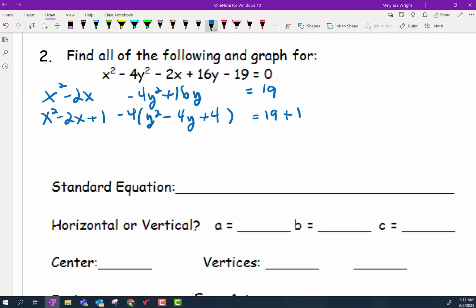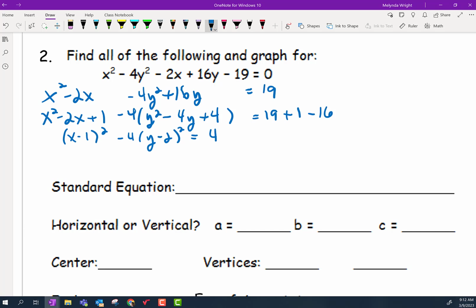So half of b, half of 4 is 2, 2 squared is 4, plus 4. But I'm not going to add 4 over here on the right. What am I going to actually do? Subtract 16. Very good. Subtract 16, because I factored out a -4. So I've got x minus 1 squared minus 4 times y minus 2 squared equals, let's see, 19 plus 1 is 20, minus 16 is 4.